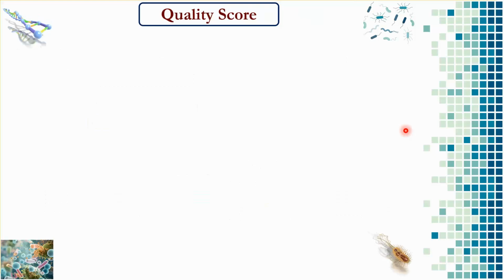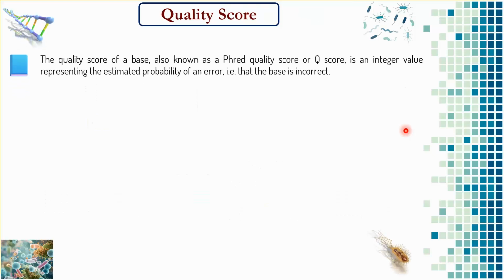Now comes the important part. What are these quality scores? The quality score of a base, also known as a Phred score or Q score, is an integer value representing the estimated probability of an error. That is, the probability that the base is incorrect. In other words, it tells us how likely it is that a base call contains an error.